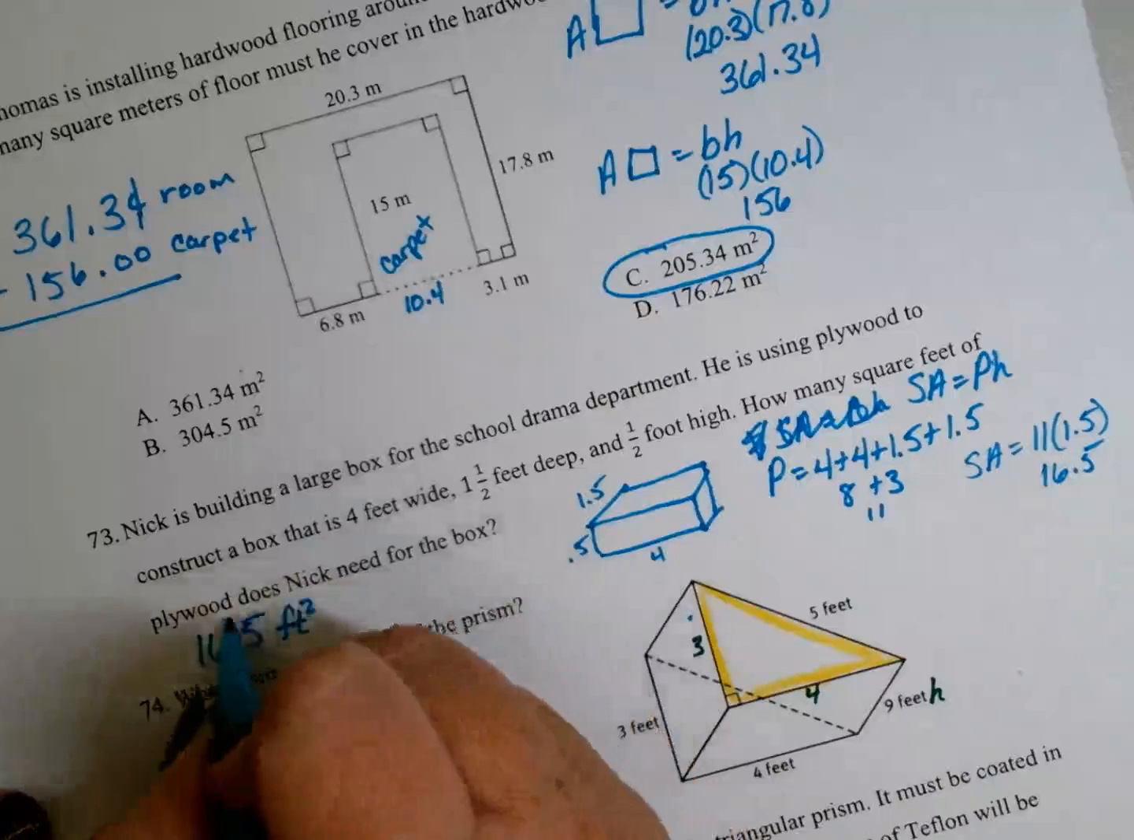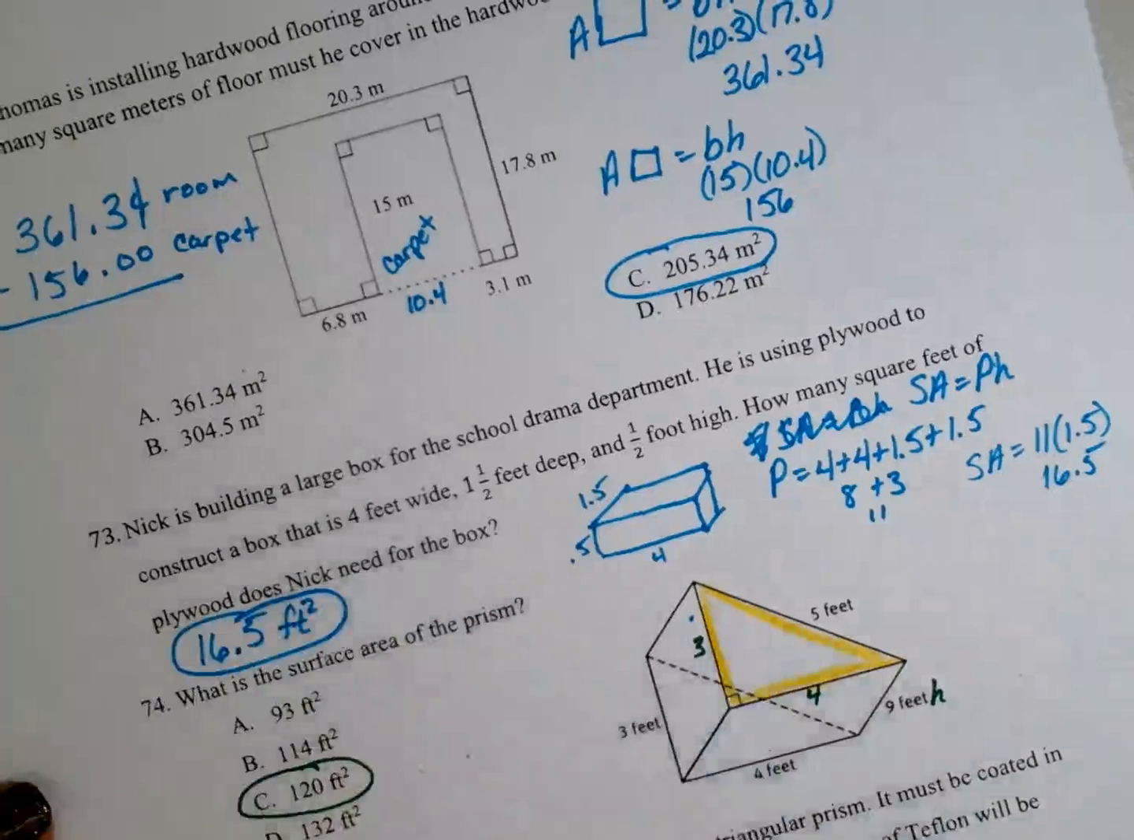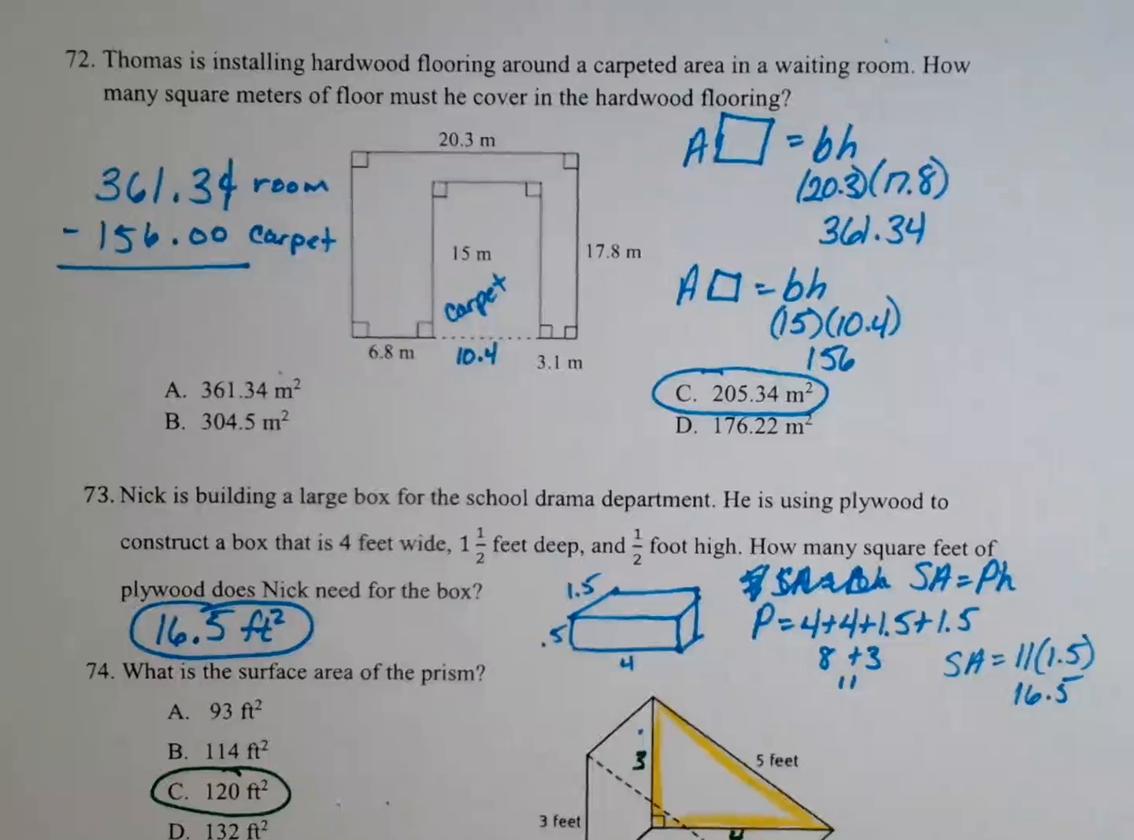Okay, so he needs 16.5 square feet of plywood to build the box. And there it is, guys. We are done. All of it.